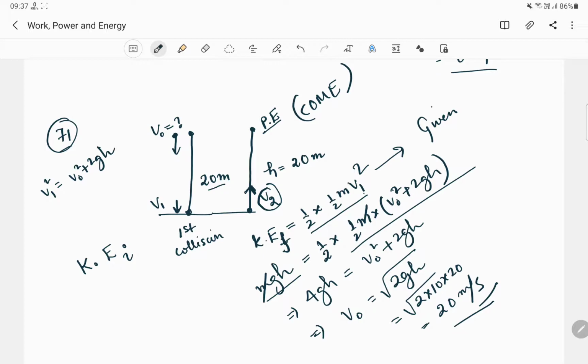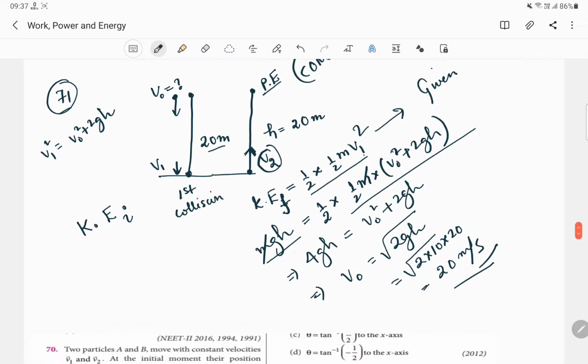After simplification, we have this formula: mgh is equal to half into half m (v naught square plus 2gh), and 2 into 2 will produce 4. This 4 is taken to this side, m and m get cancelled, and we have 4gh equal to v naught square plus 2gh. If this 2gh is transferred to the left-hand side, it will be only 2gh, under root. Finally we get root over 2 into 10 into 20, because acceleration due to gravity is taken as 10. And what is the height after rebound? After rebound, it will attain a height equal to 20.